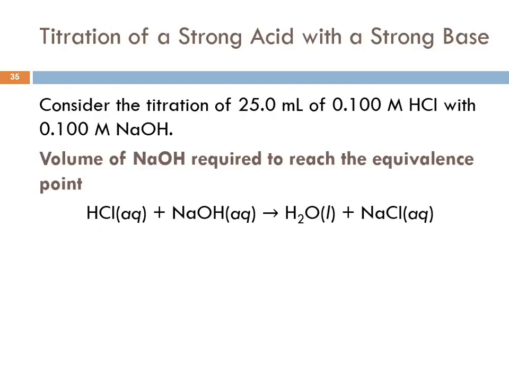So let's look at a specific example. 25 milliliters of 0.1 molar HCl, and we're titrating it with 0.1 molar sodium hydroxide. This is a strong acid with a strong base. So first, let's find what's the volume of sodium hydroxide that's required to reach the equivalence point.